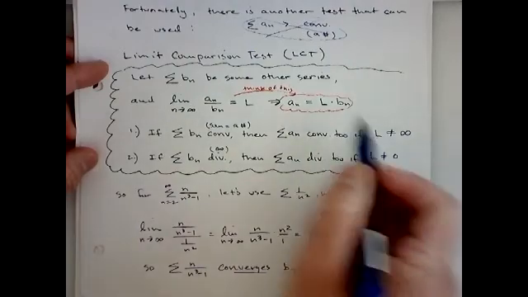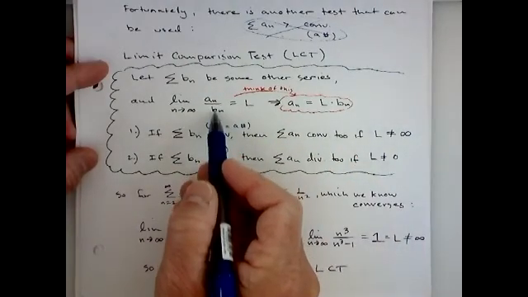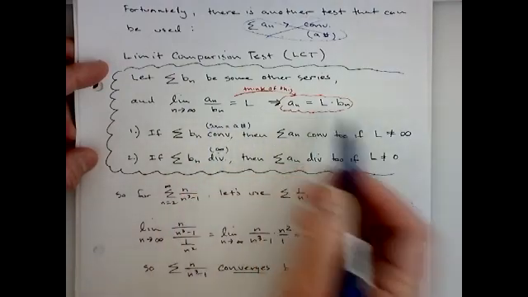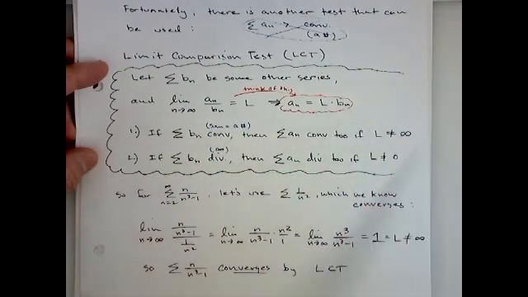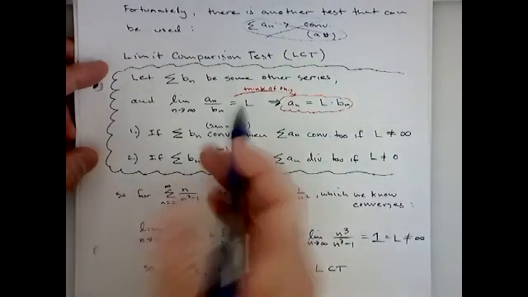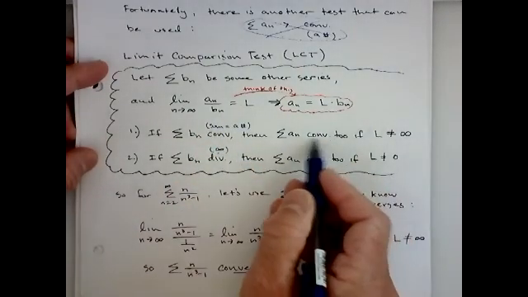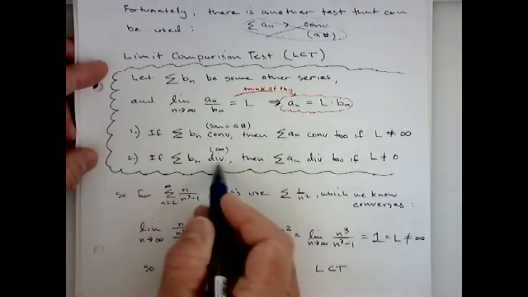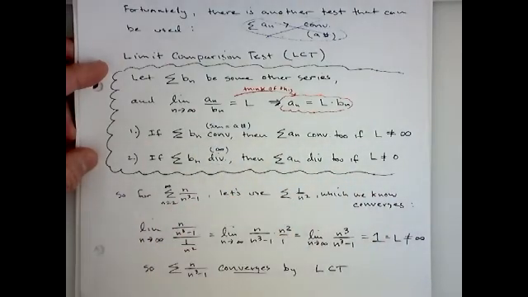Here's what is true. If you do the limit comparison test and you take the limit with some other series and you get a number that is not 0 or infinity, then in either case, what it's telling you is your series is either going to converge if you compared it to a convergent series, or it's going to diverge if you compared it to a divergent series.